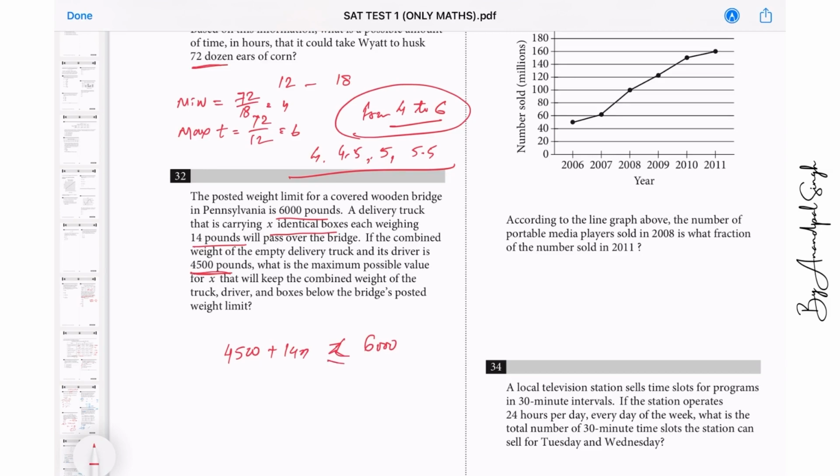Right? So what's the maximum possible value of x that will keep the combined weight under the limit? Here we have 14x should be less than or equal to 1500. So x should be less than or equal to 1500 by 14. Dividing 1500 by 14, I get around 107, so less than 107.14. Therefore, the maximum possible value of x should be 107. You can write 107.